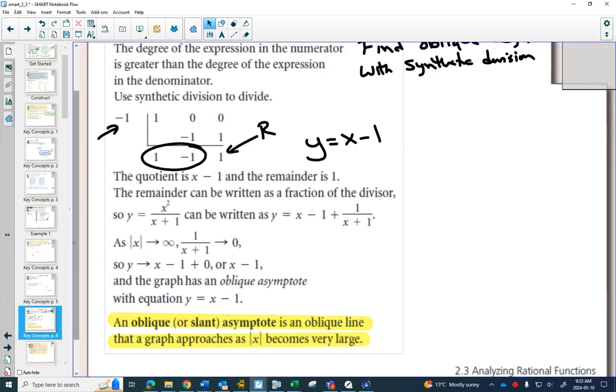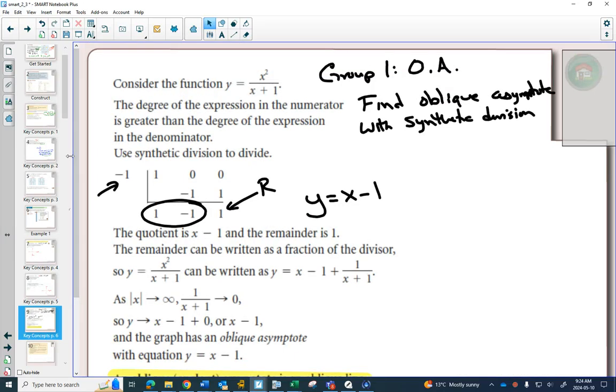So on your graph, have the graph in your notes. And you could label that diagonal line as y equals x minus 1. Notice that you still have a vertical asymptote at x equals negative 1 because that non-permissible value didn't go away.